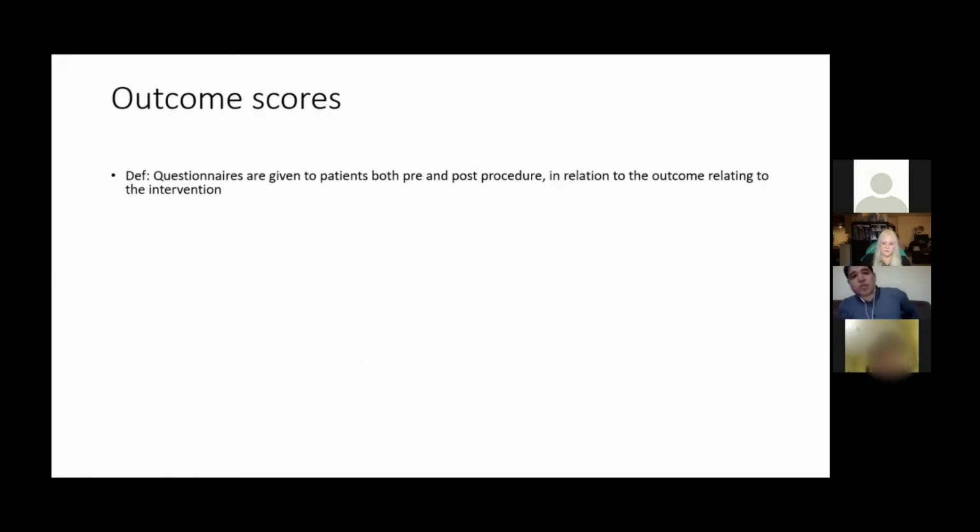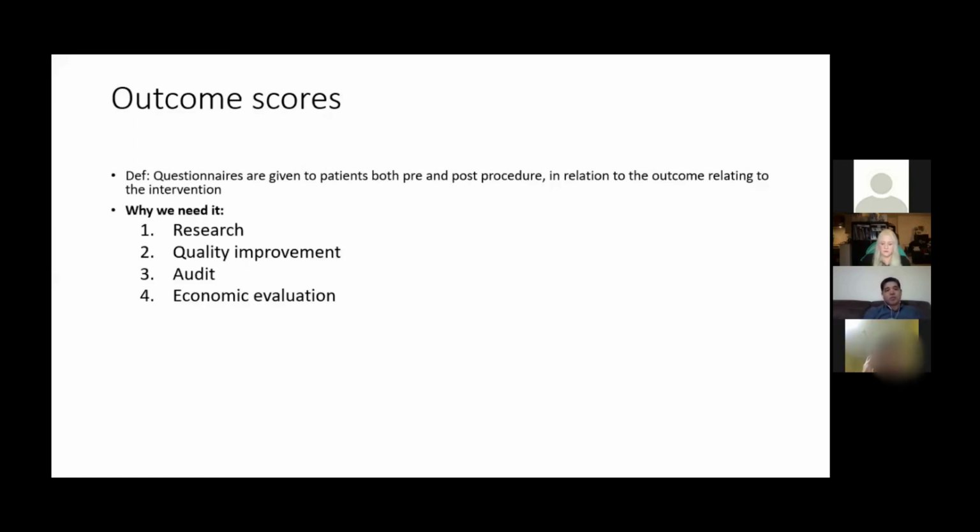Okay, so outcome scores. What are outcome scores? They are questionnaires given to the patients pre and post procedure, like before the knee replacement and after the knee replacement, relating to the outcome of the intervention. They are called PROMs, patient reported outcome measures. Why do we need them? We need them in research. If you are going to use a new knee replacement, new hip replacement, or a new surgery, how can you know that your surgery is successful or not? You have to use outcome scores. You use them for research, quality improvement, audit, and economic evaluation.